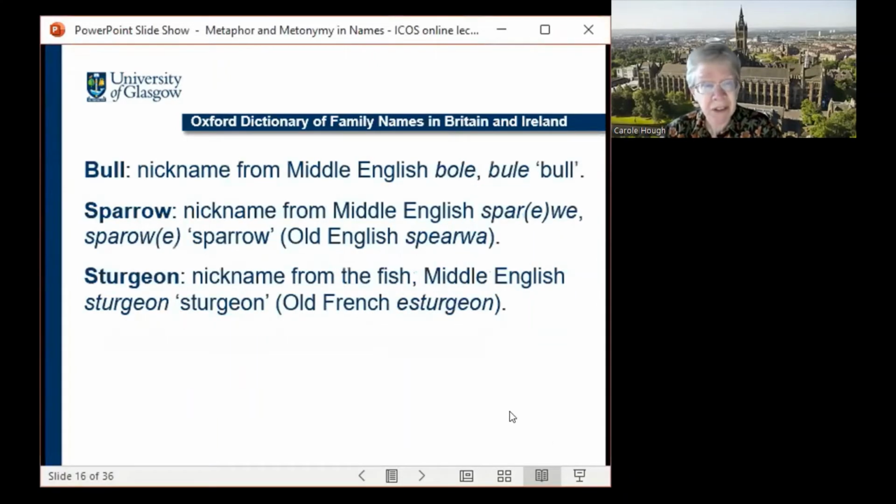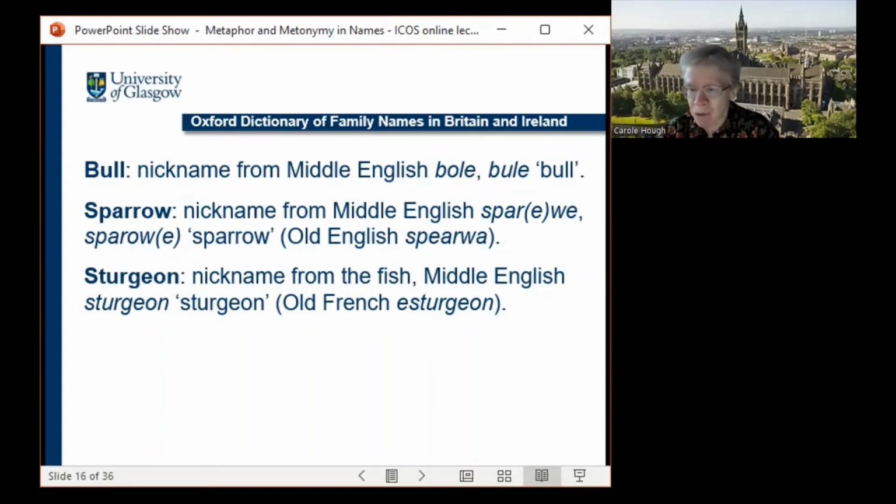In some entries, the Dictionary of Family Names doesn't attempt an explanation, but simply gives the derivation. I've chosen an animal name, a bird name, and a fish name. If you are watching the recorded lecture, you might like to pause the recording at this point, have a look at these surnames, and think about what the possibilities might be. Which surname category do they belong to? And are they metaphorical or metonymic? For those of us here live, we'll carry straight on.